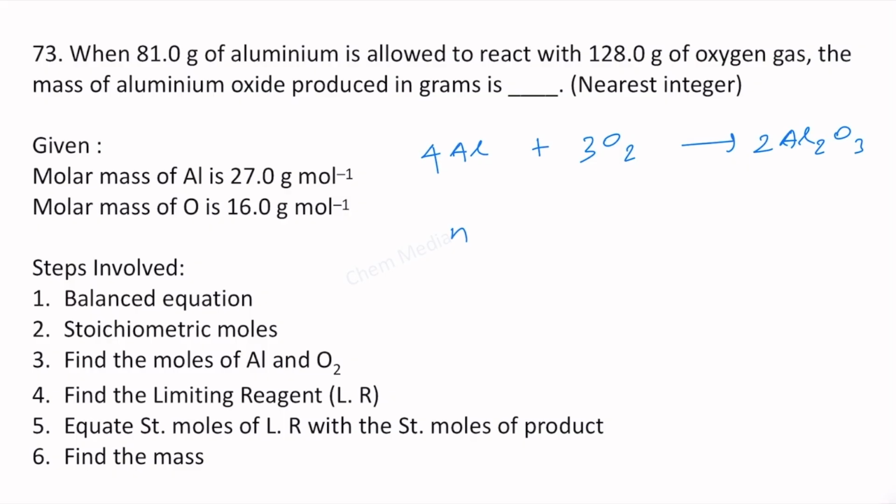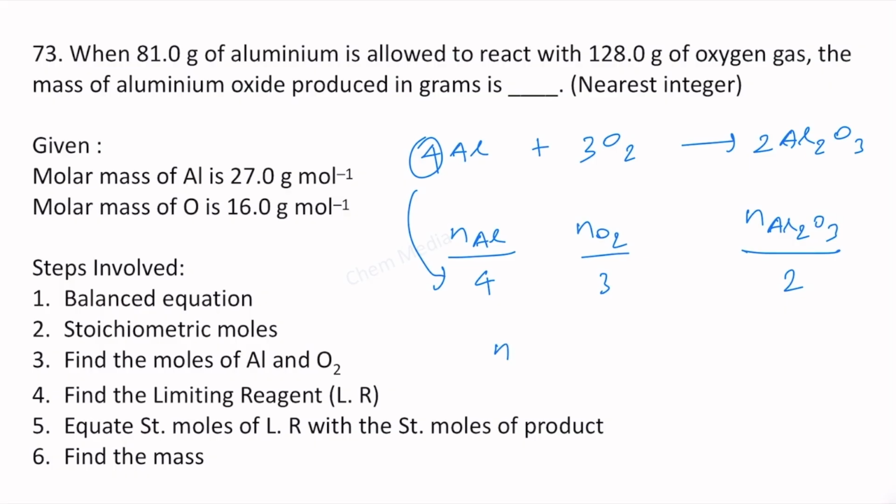Stoichiometric moles is, we write this way, number of moles of aluminum divided by the stoichiometric coefficient. Whatever is the coefficient we have, that we bring it down. And number of moles of O2 divided by 3, and number of moles of Al2O3 divided by 2. Now, let us find the number of moles of aluminum and O2 based on the weight given. We know that number of moles is equal to mass divided by molar mass.